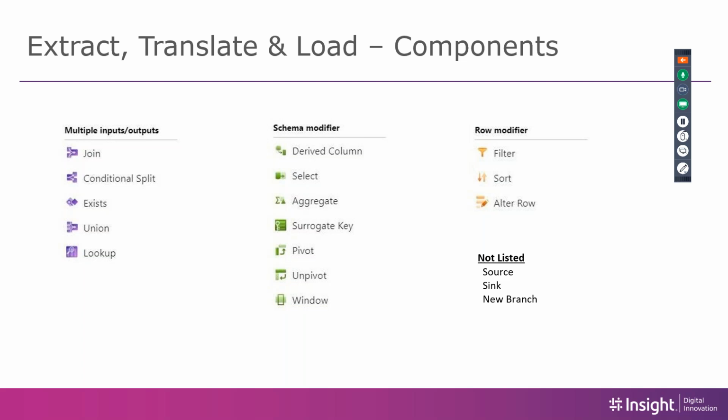Some of the cool things about the row modifiers are filter. For instance, select basically just says I want three of the fields out of the customer, say first name, last name, and middle initial. Filter says I want all the names that equal minor, so I just get the minor family coming through. I can also say I want all the people who have first name John, and then sort by last name to see all the people named John in alphabetical order by last name. The alter row allows you to mark a row as an insert, update, or delete. Not listed here are the sink, which is the destination, and whether or not you can add a new branch, because you can draw multiple pipelines in the same mapping data flow.